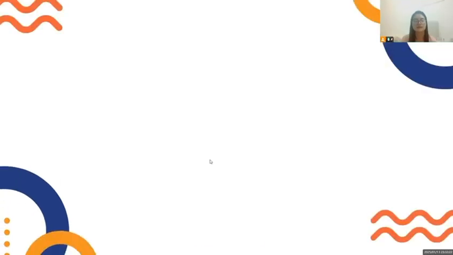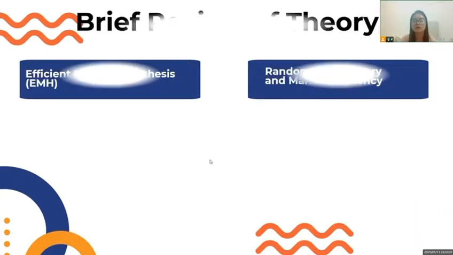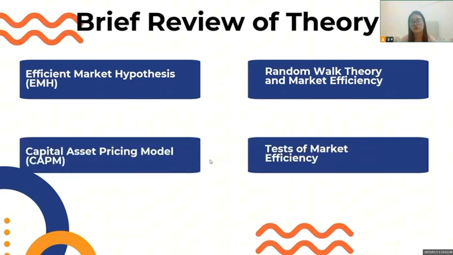The next part is a brief review of theory. We won't go into much theory here, so we will just briefly mention the 4 theories we applied. First is the efficient market hypothesis. Second is random walk theory and market efficiency. Third is the capital asset pricing model. Last is the test of market efficiency.